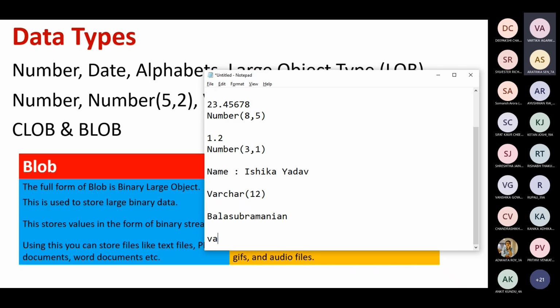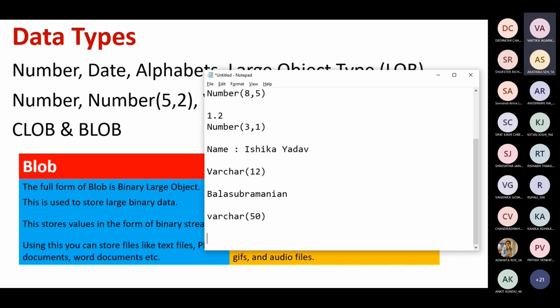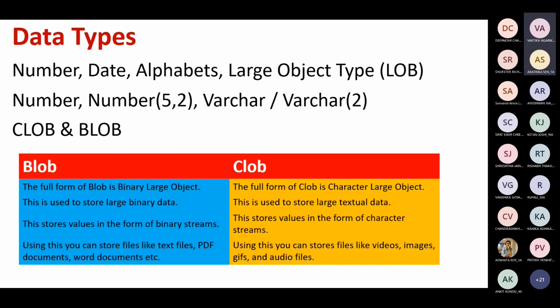So you need to always generally define this larger. If it is a name, just simply put 50. Later on if you want to change, you can change it. So always it would be used for your alphabets, representation of your names.